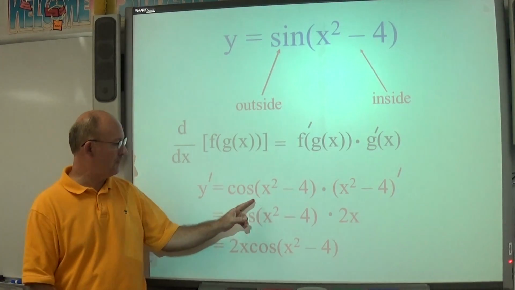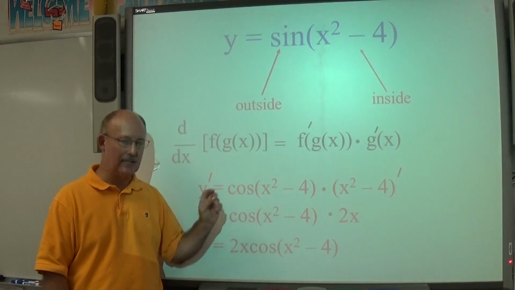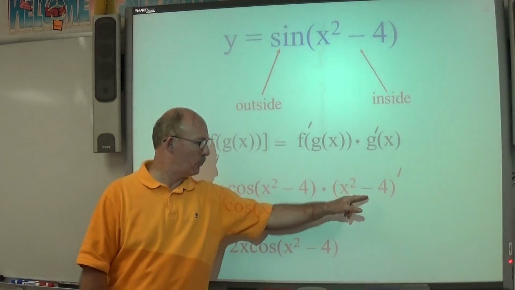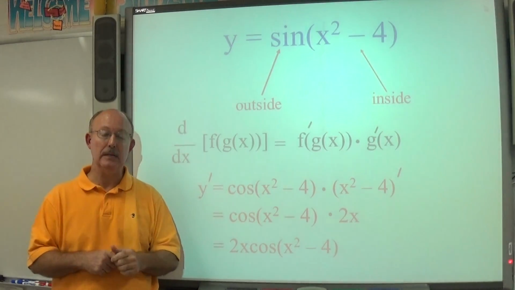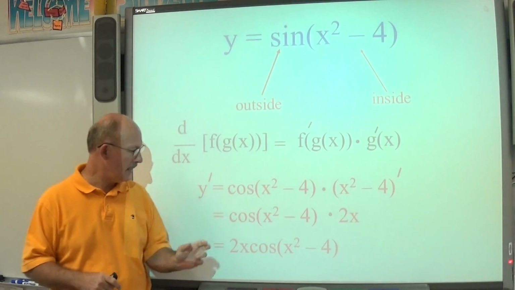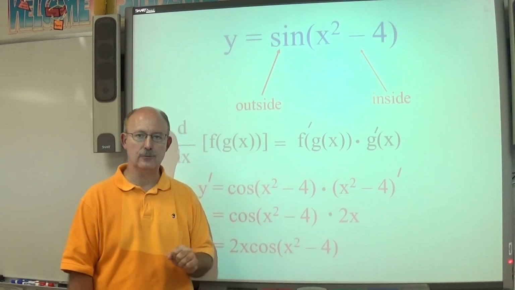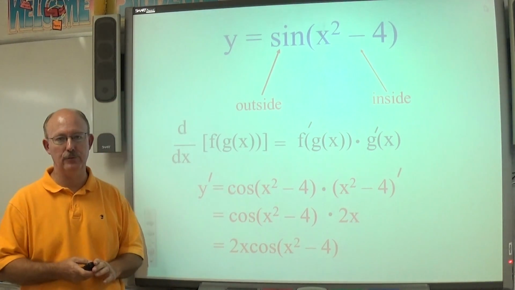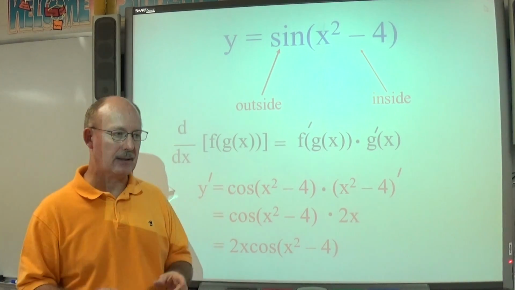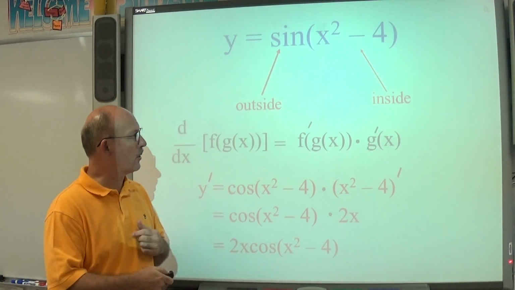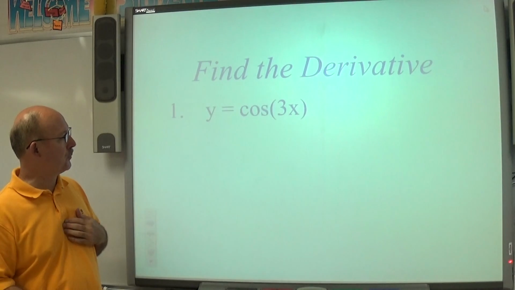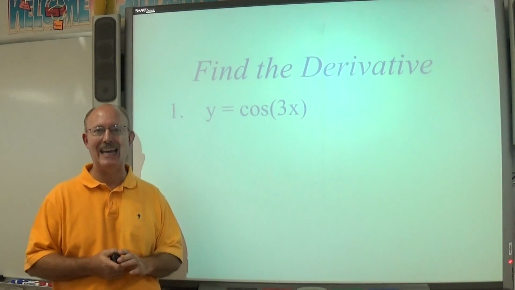Remember, the derivative of the outside, cosine, leave the inside the way it is, times the derivative of the inside. That's the chain rule. In this case, you end up with cosine of x squared minus 4 times 2x, which is 2x cosine of x squared minus 4. We'll do some more of these examples, like I said, on the next video. Let's look at another one here though on our PowerPoint. You can find the derivative of y equals cosine of 3x.